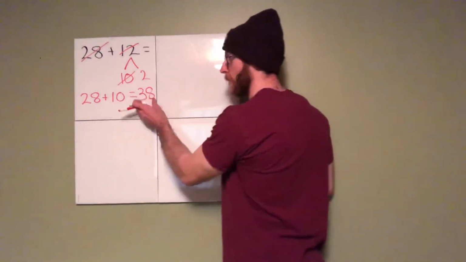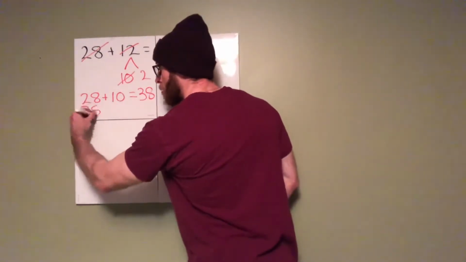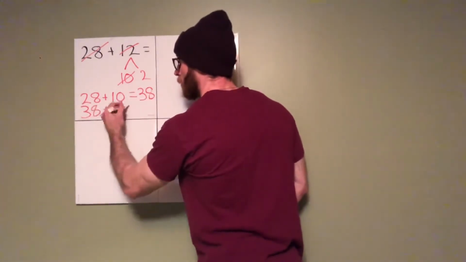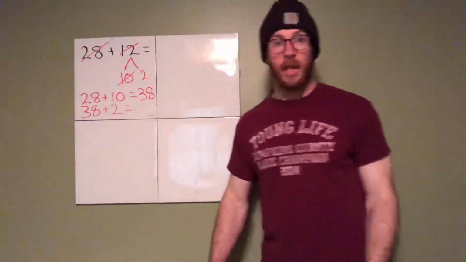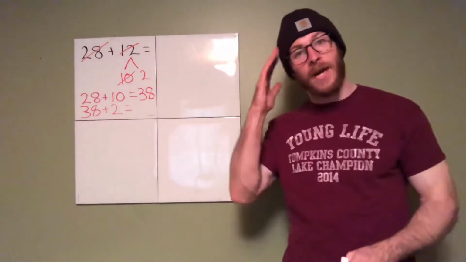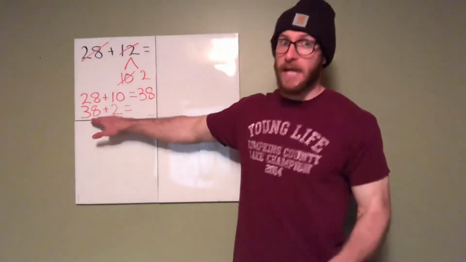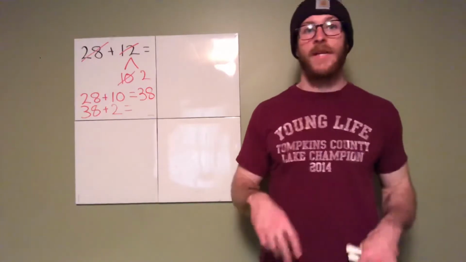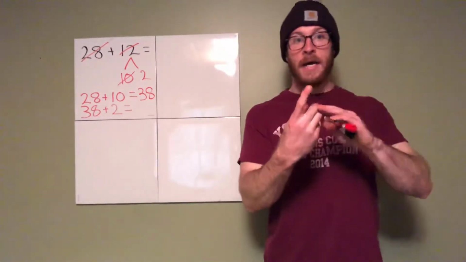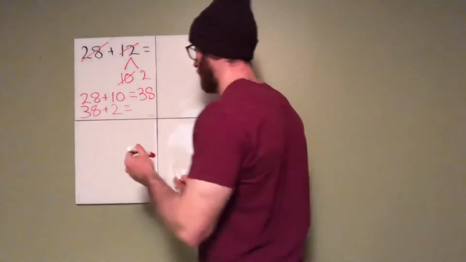So I'm going to take my 38, move it down here, plus 2. So I have 38 plus 2. Well, we're only adding 2 onto a number. We can count on very easily with that. So let's put 38 in our head. We're going to count 2 more. So ready? Do it with me. 38, 39, 40. All right, so we got 40.